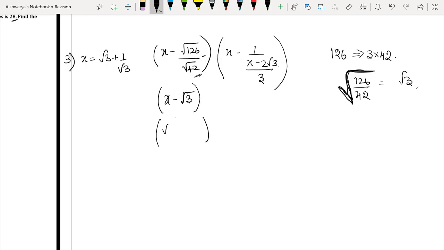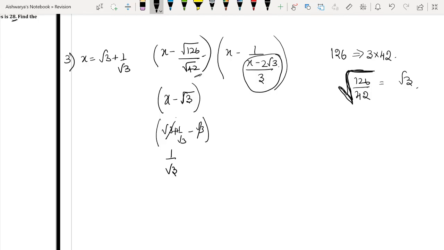When I substitute this value, root 3 plus 1 upon root 3 minus root 3, this and this will get cancelled. What will remain is 1 upon root 3 from the first term. Okay. Now coming to the second term. Now the second term is this term alone. In this term, I have x minus 2 root 3 by 3.